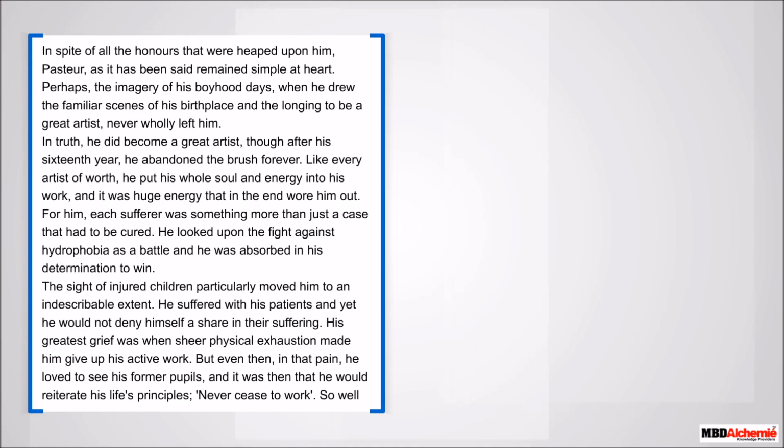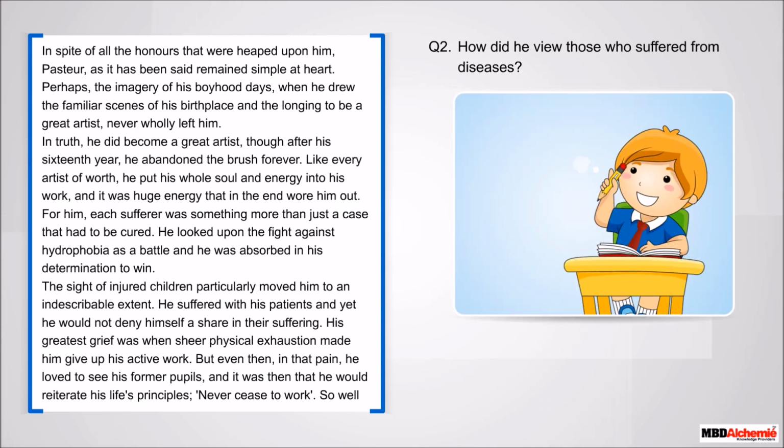Now let's move on to the second question. How did he view those who suffered from diseases? Here the keywords are view, suffered, and diseases. Look for these words in the passage. These words are not directly given in the passage, but we find a related word, sufferer. Now, read the surrounding text to check if it provides relevant information.